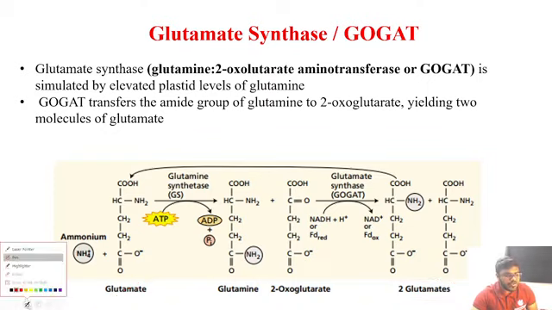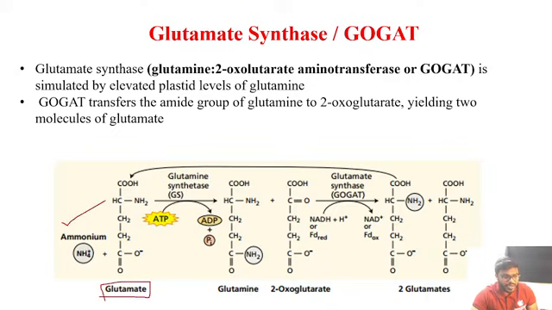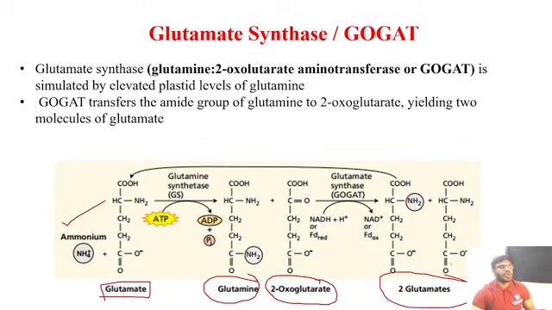Now what's happening here, friends? Ammonium combined with the glutamate, we produced the glutamine. By combining the glutamine with 2-oxoglutarate, we are producing 2 glutamates. Ultimate goal is what? Production of the amino acid. Now my friends, ultimately we have converted or we have assimilated the ammonium into amino acids.